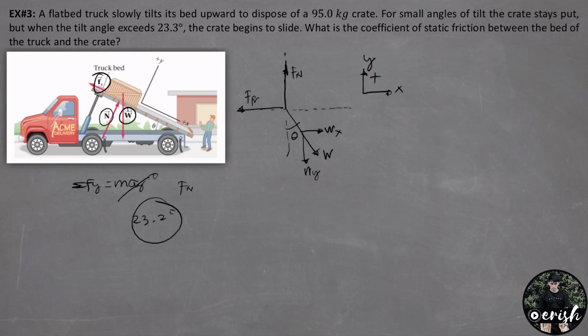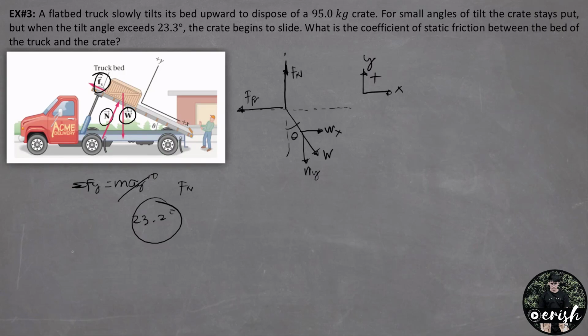Pag nandun na siya sa 23.3 degrees, gagalaw na siya. Ang concept ng static friction kapag yung object natin is at rest, nun mag-occur yung static friction. So meaning, ang gagamitin natin ni angle is yung below 23.3 degrees and yung maximum, we have 23.2 degrees.